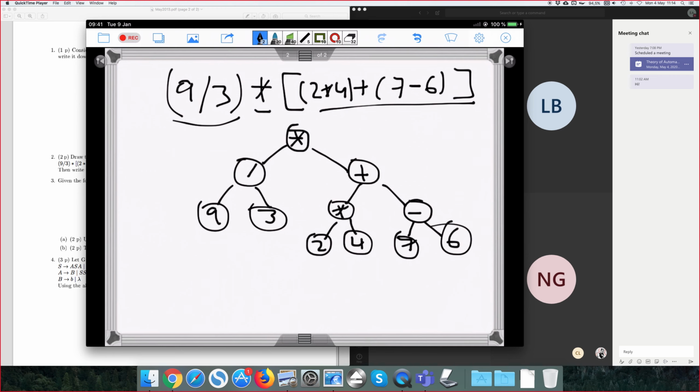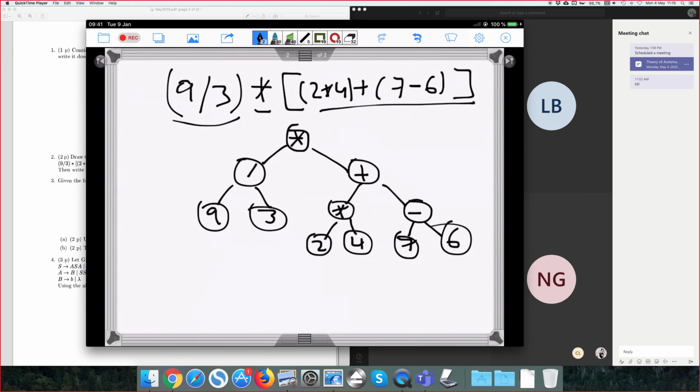Okay, so this is the binary tree for the arithmetic expression, and then in order to obtain the postfix notation, we have to traverse the tree in post order.